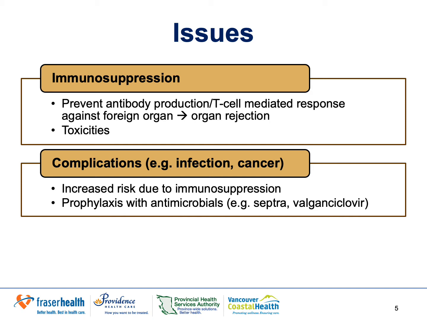On the other hand, there are complications of immunosuppression, because we can't fight off infections anymore and we end up getting infections. Cancer is also another complication associated with long-term immunosuppression. In order to decrease the risk of infections, we have learned to prophylax people with antimicrobials, so you would see a lot of these patients on Septra and valganciclovir and all that.